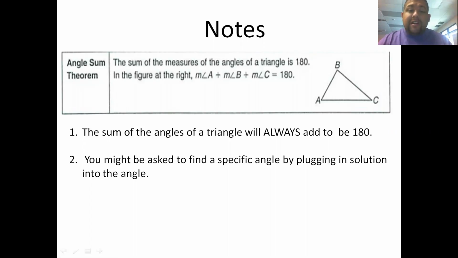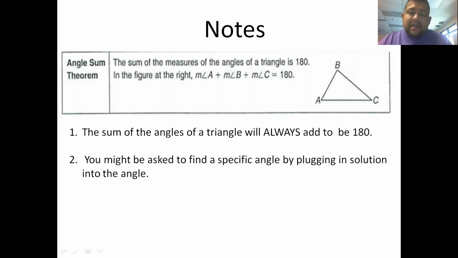Okay, definitions are right there, and these are just quick notes. The sum of the angles will add up to 180 in the figure on the right. The measure of angle A, measure of angle B, and measure of angle C will all add up to 180. On the bottom, the sum of the angles of a triangle will always add to 180.